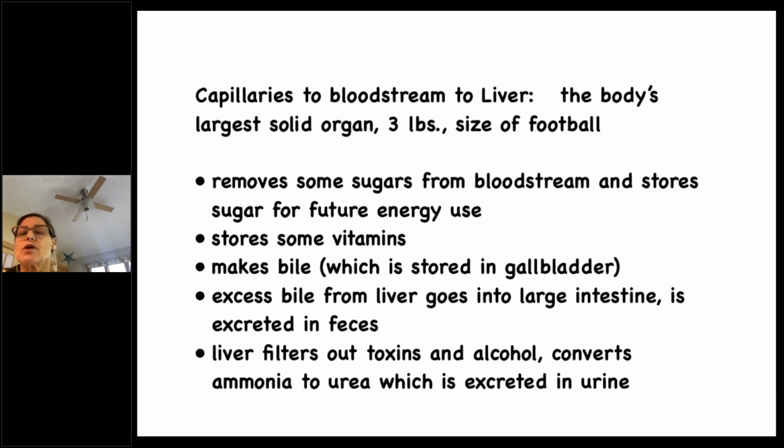The liver also filters out toxins and alcohol. So it's got a digestive purpose, and it's also got a purpose as a filter. It converts ammonia to urea, which is excreted in the urine, and we'll talk about that in the excretory system later on.